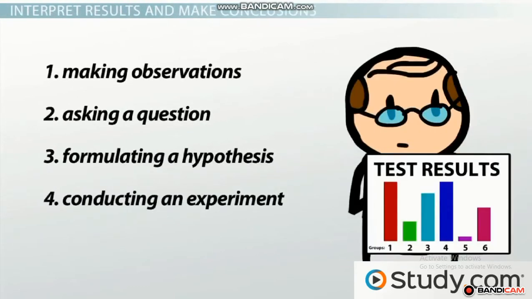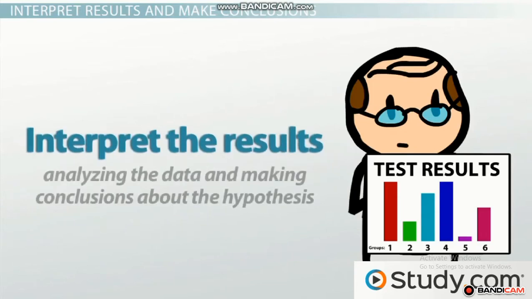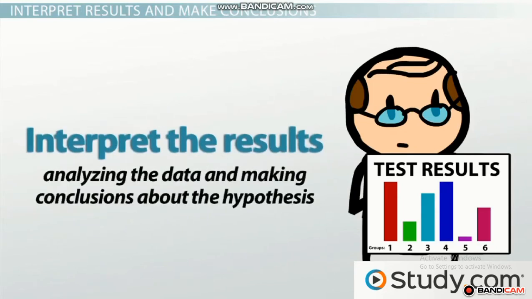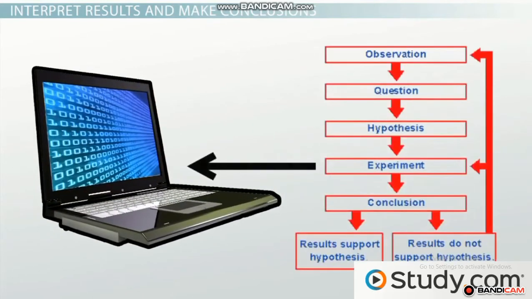Once the experiment has been conducted and all of the data has been collected, the next step in the scientific method is to interpret the results. The interpretation of the results includes analyzing the data and making conclusions about the hypothesis. First, the data is analyzed statistically to determine how the data from the experiment relates to the hypothesis and predictions proposed. After the analysis, conclusions are made by comparing the data with the hypothesis.